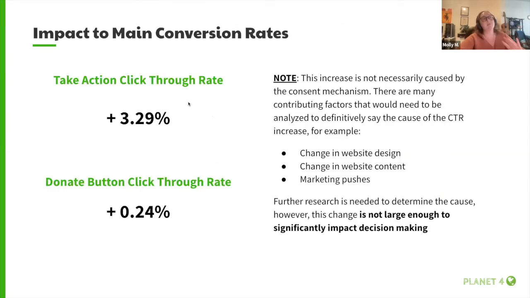We also took a look at some of our main conversion rates. The two that we focused on were take action and the donate button click-through rates, of course, because those are the two main metrics that really drive Greenpeace's mission and what we do. We noticed a small increase in both, so about 3% on the take action click-through rate. It went from, I believe, 6% to 9%, and a slight increase on the donate button click-through rate.